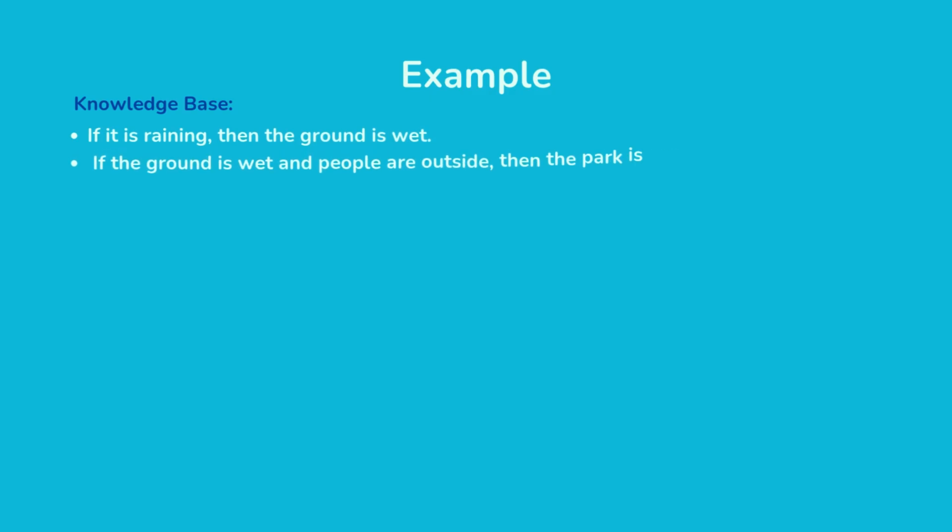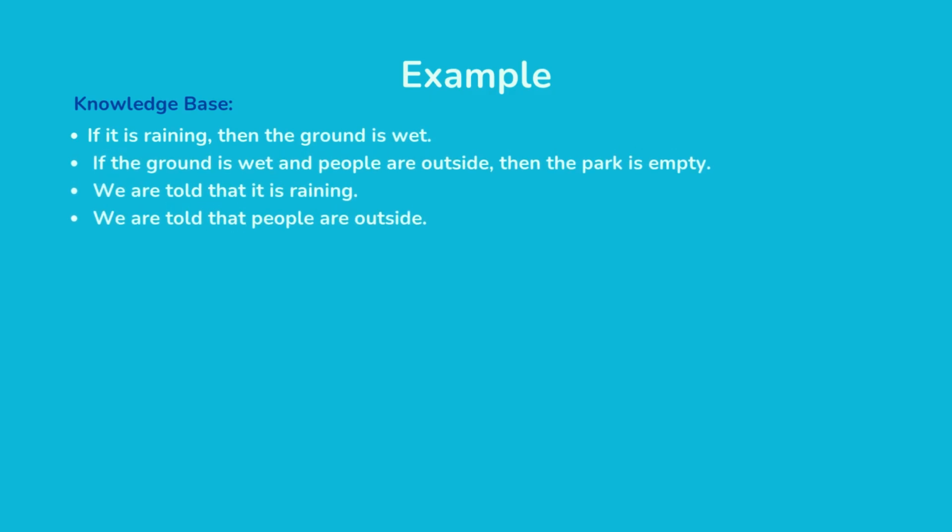Let's go through a simple technical example to see how these methods work. Suppose we have the following knowledge base. First, if it is raining, then the ground is wet. Second, if the ground is wet and people are outside, then the park is empty. Third, we are told that it is raining. Fourth, we are told that people are outside. The goal is to determine whether the park is empty.